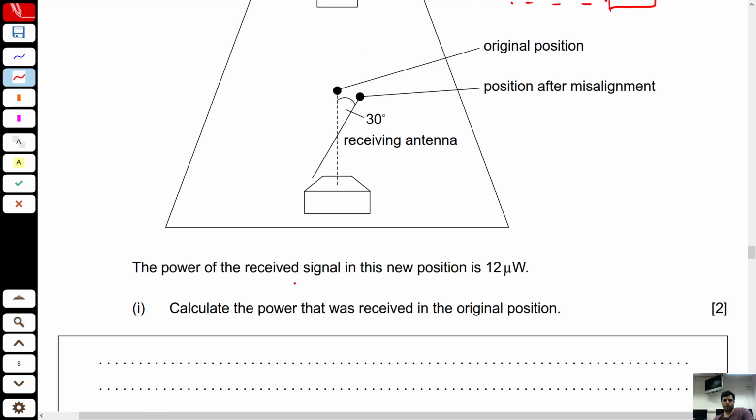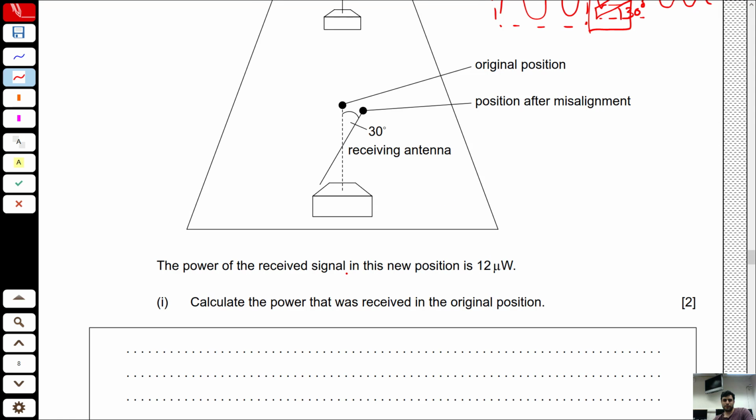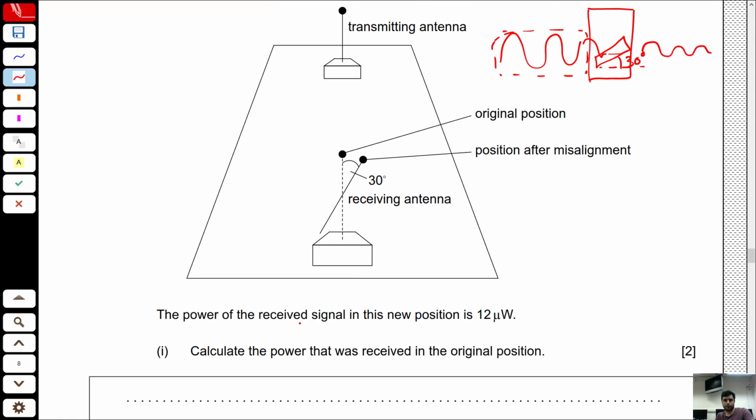The power of the received signal, so this is the final intensity. The intensity received at the other end is I, which is 12 microwatt. Calculate the power that was received at the original position. So the initial intensity, call it I naught. Let's use the plane polarization equation.